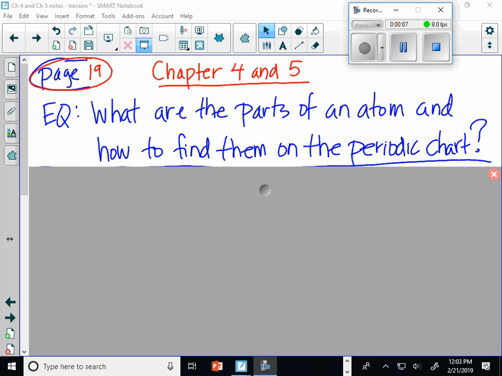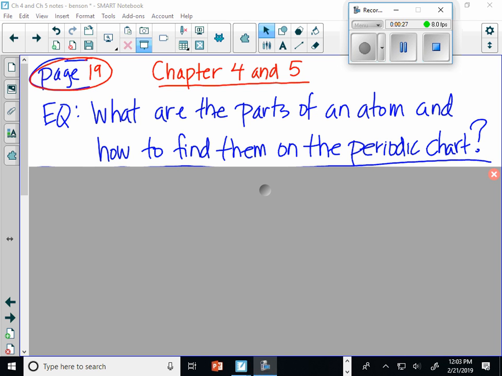We are going to talk about our first topic in chapters 4 and 5. If you open your notebook to page 19 and place this information on there, you might need to stop and start this recording as you are copying down this information. So what are the parts of an atom and how do you find them on the periodic chart?